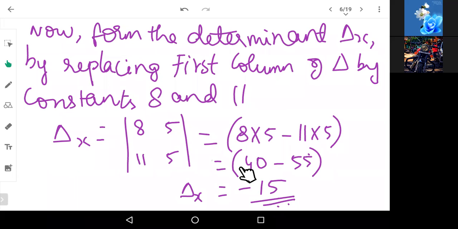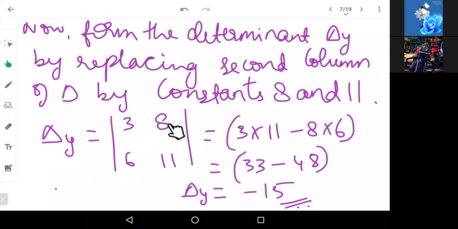After this, in the next step, to find the value of delta y, the same constants 8 and 11 will be placed in the second column. So in the second column, instead of 5 and 5, we have replaced it with 8 and 11. And we have a new determinant, that is delta y. Now solving this determinant, we again got minus 15 as delta y. We had stopped until here.